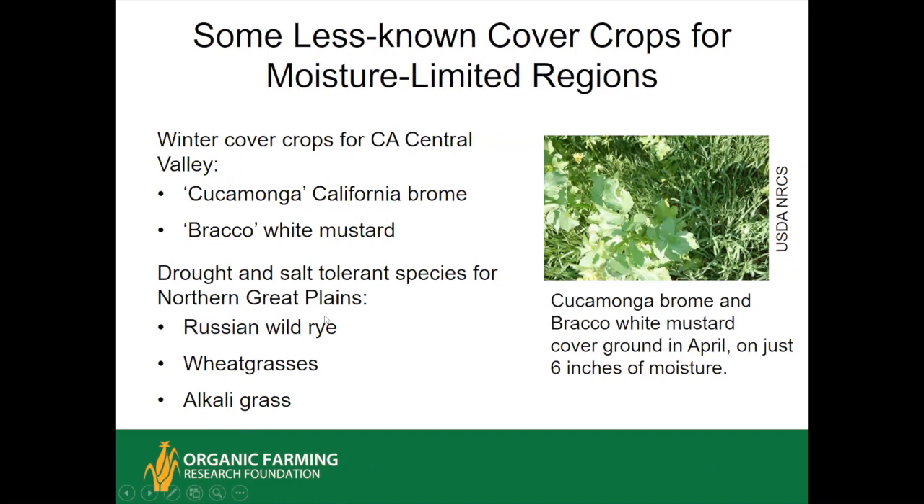And again, going back to that USDA cover crop chart, a few interesting species: Russian wild rye, various wheatgrasses, and something called alkali grass. Very high drought and salt tolerance. So of interest for growers in drier regions.